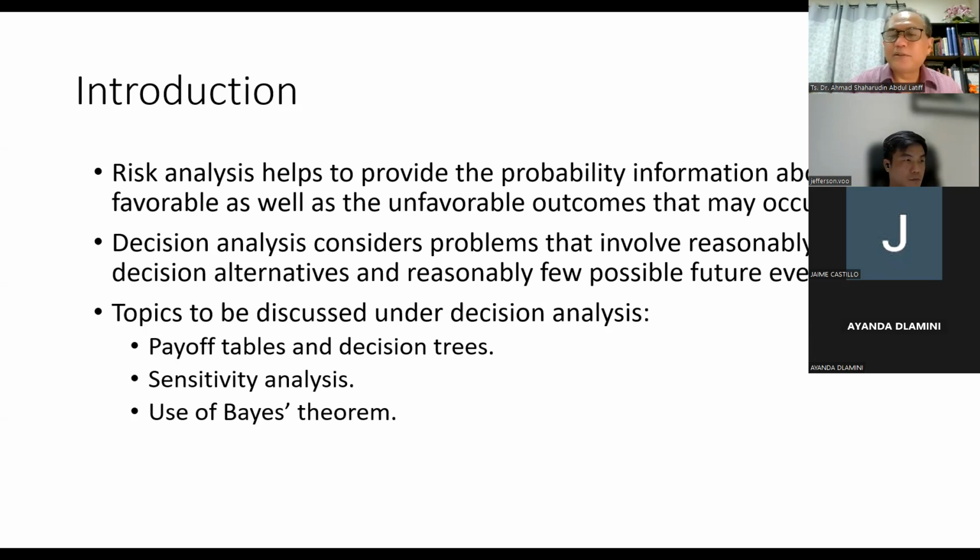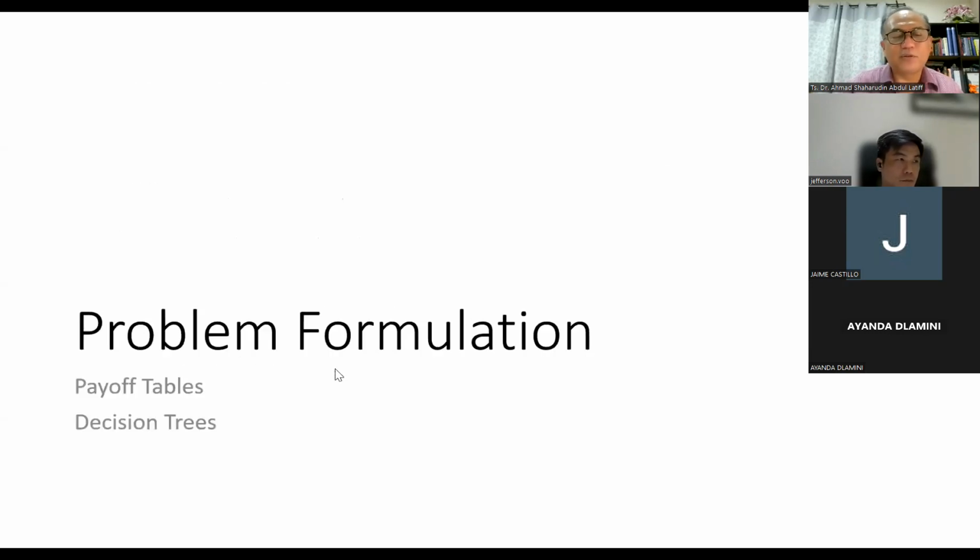With decision analysis, you need to look into the outcome, the payoff that may occur, whether favorable or unfavorable. Based on a few decision alternatives, you always get a few decision alternatives, and then you look into reasonably few possible future events. This is the situation of future events. Here we'll discuss the payoff table, decision tree, sensitivity analysis, and Bayes theorem.